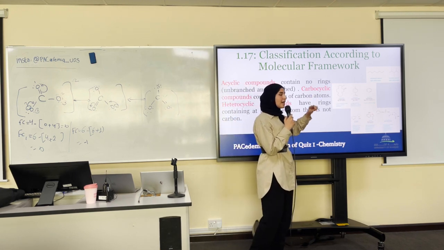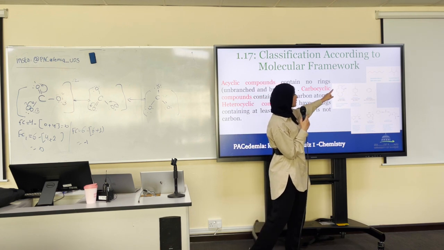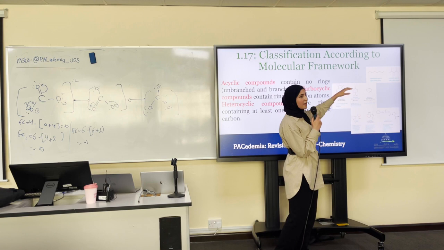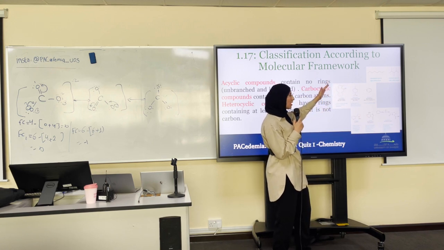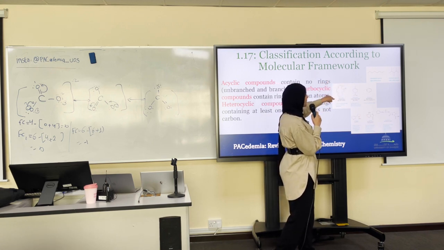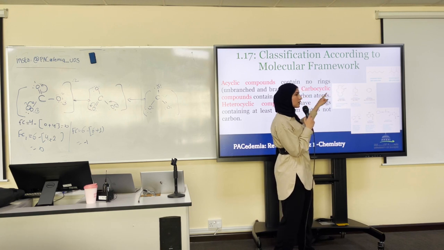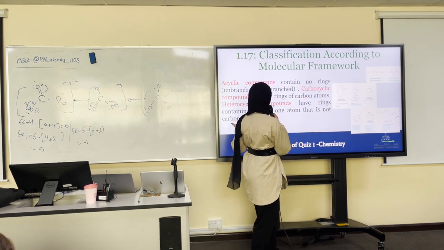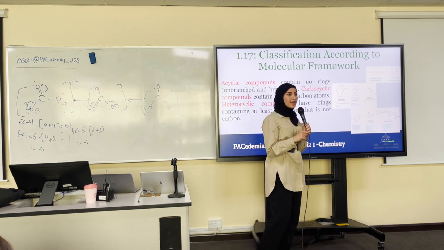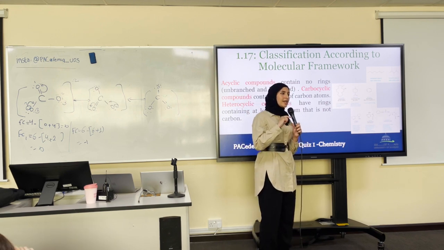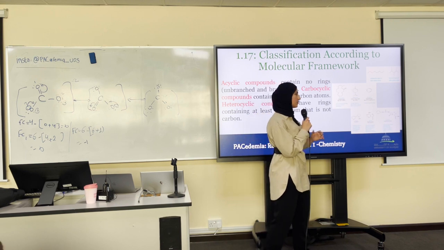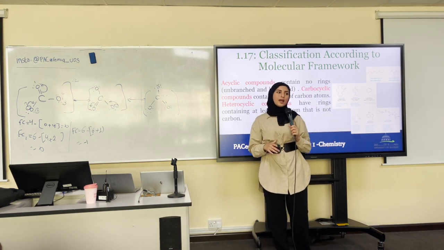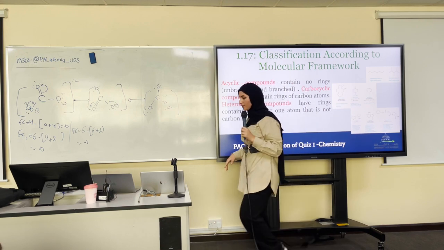Carbocyclic, the cycle all contains carbon. It doesn't matter if the outside of the cycle is not carbon. The cycle itself contains all carbon. This is called the carbocyclic, okay? And for a heterocycle, the cycle itself contains an atom that is not a carbon atom. So this is a heterocyclic. Okay? And you don't have to memorize any examples from here.